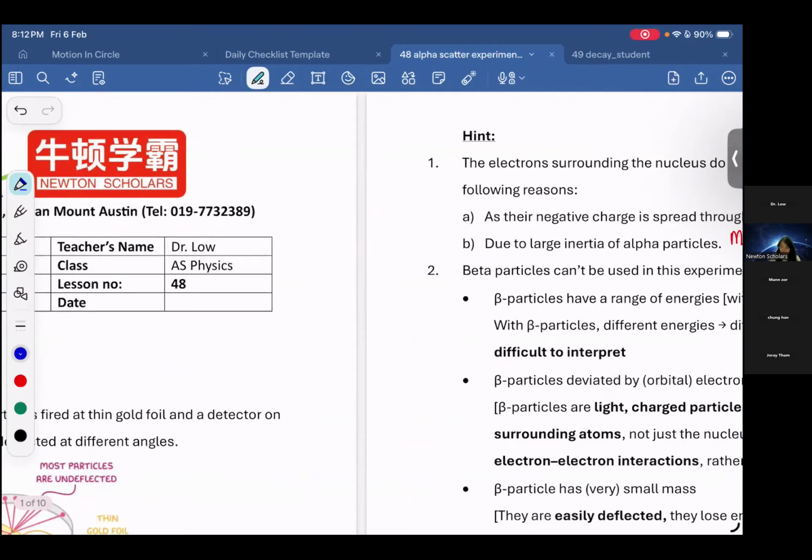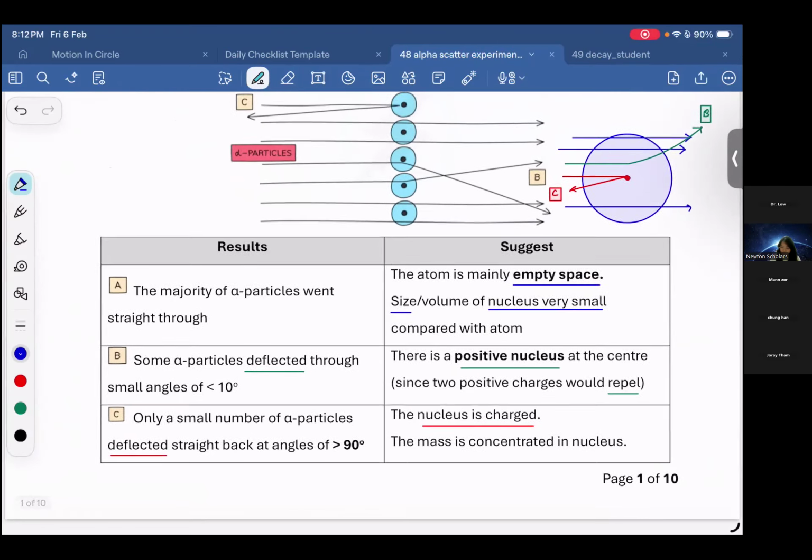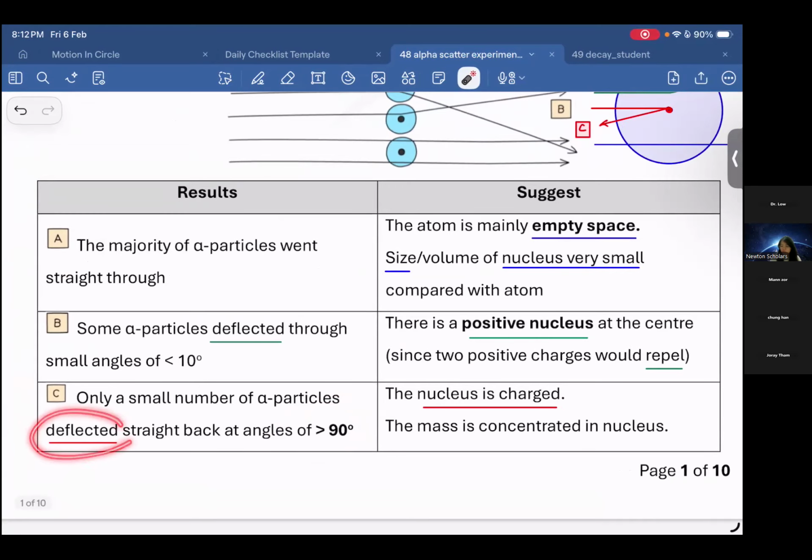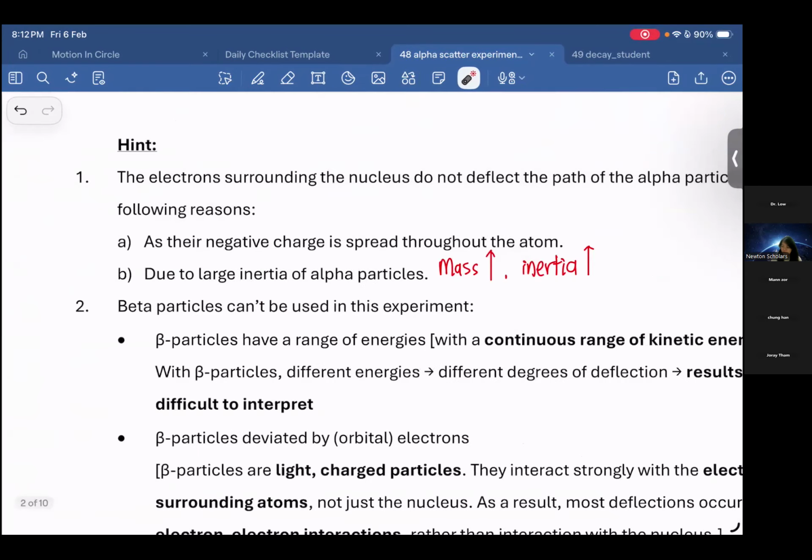Okay, the answer is here. 2 marks. It will hit and be deflected backward through a large angle. So 1 mark is deflected, so I know that the nucleus has charge and the charge is the same as the alpha. Then the second one is why it is greater than 90 degrees, a large angle. A large angle is because the mass is concentrated in the nucleus. Most of the mass is actually at the nucleus, so when it hits it, it will rebound. So these are the 2 answers here.